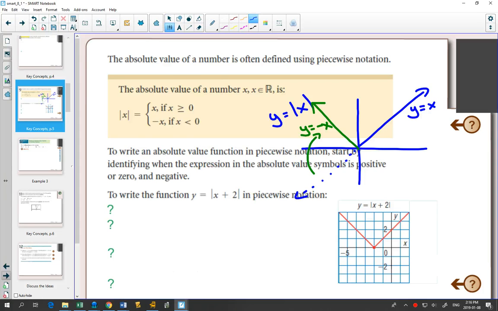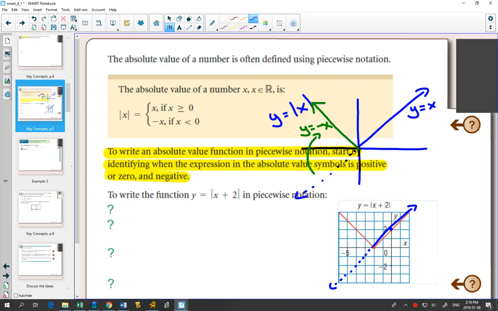So we can highlight this here as it explains. To write an absolute value in piecewise function, start by identifying where it's positive and where it's 0 and where it's negative. So let's say you have y equals the absolute value of x plus 2. If I graphed x plus 2, it would have a y-intercept of 2 and a slope of 1. It would look like this. That would be the graph of y equals x plus 2.